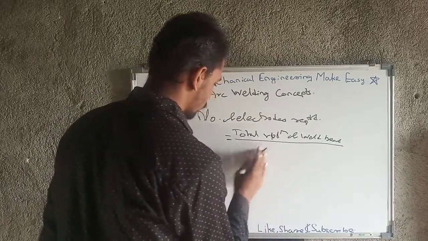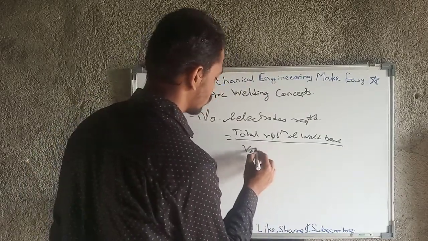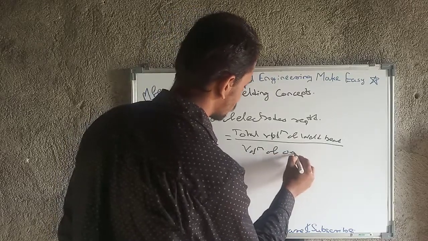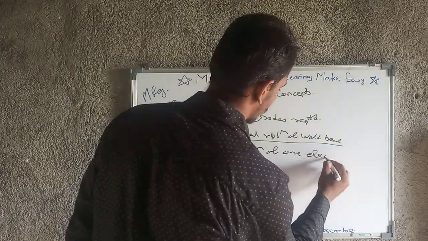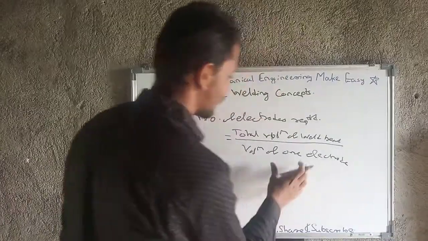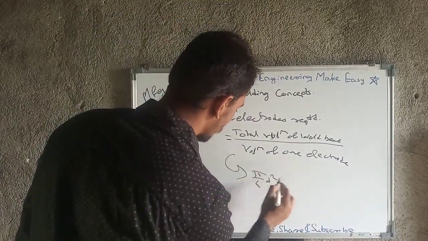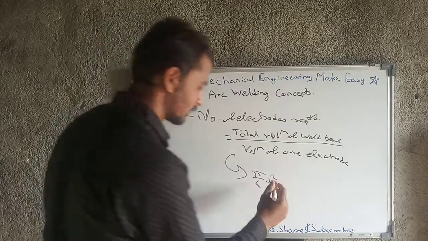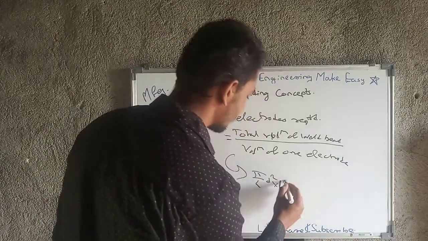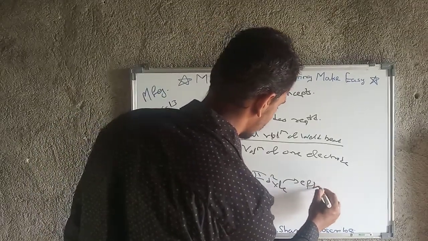the volume per electrode, or volume of one electrode. And the volume of one electrode will be pi by 4 d square, this is the cross-sectional area, into Le, that is nothing but the effective length.